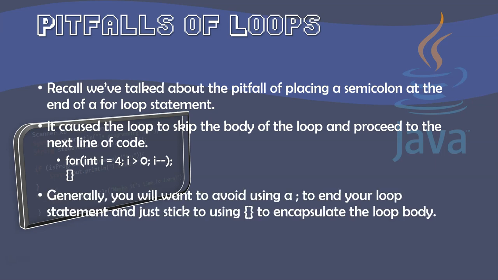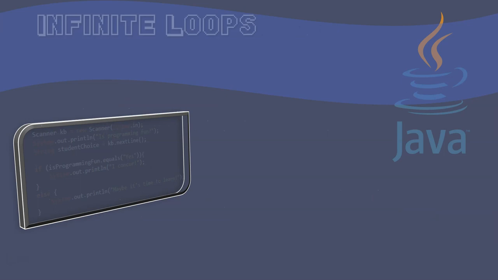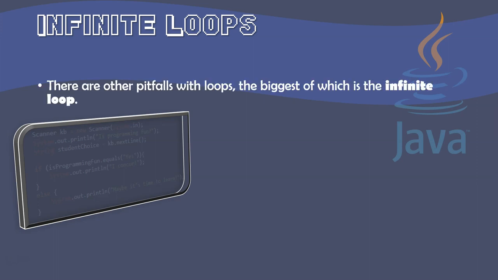Generally, we want to avoid using a semicolon to end our loop statement and just stick to using our curly brackets to encapsulate the loop body. The other thing that we might run into, which is actually a much more common issue, is the infinite loop. These can happen with any type of loop, whether it's a for loop, a while loop, or a do while loop.